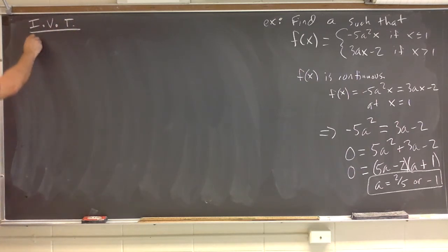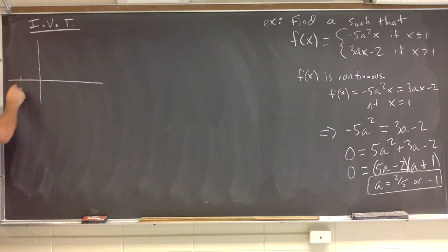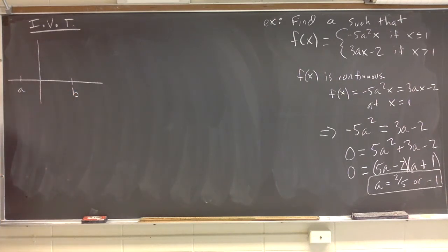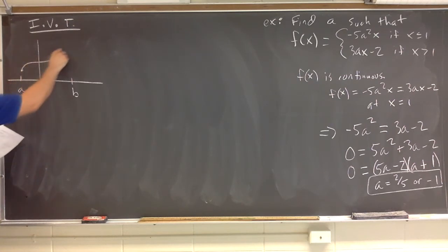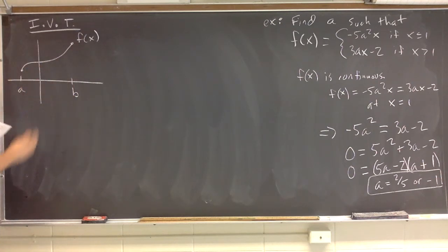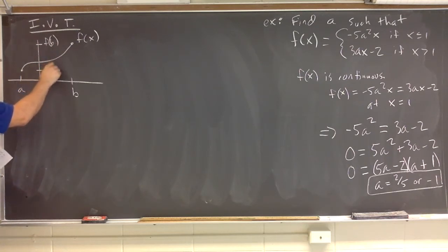And here's the setup. Let's say we have a graph between a and b. Let's say this is f of x. We're only looking between a and b now. This has a y coordinate of f of b. This over here has a y coordinate of f of a, this location there.